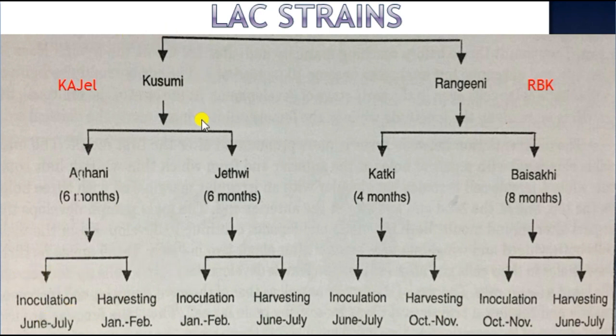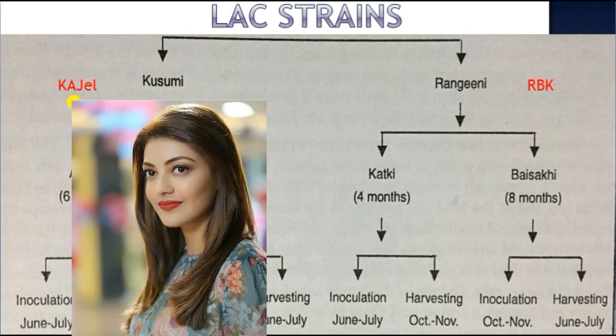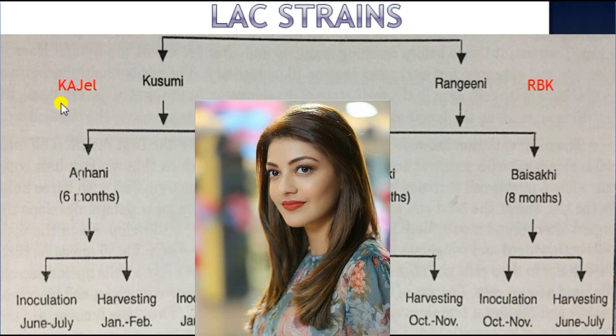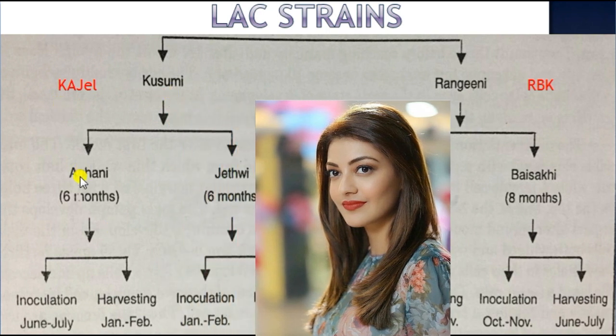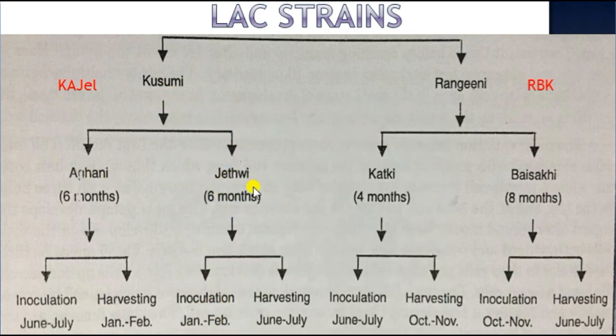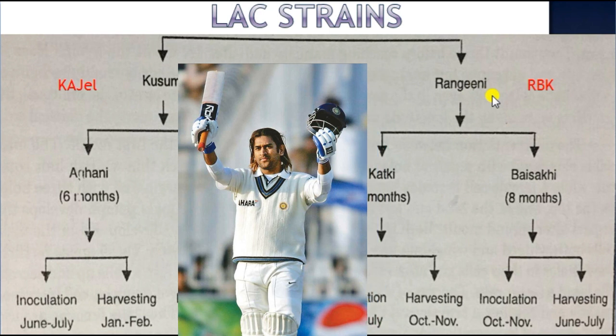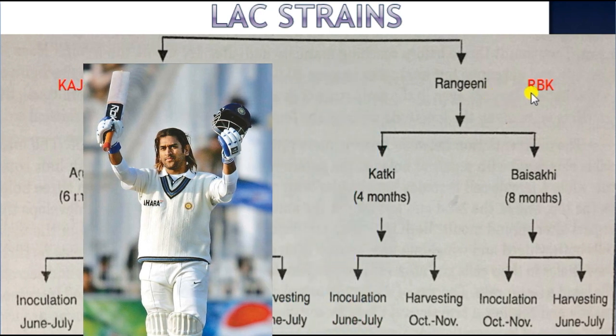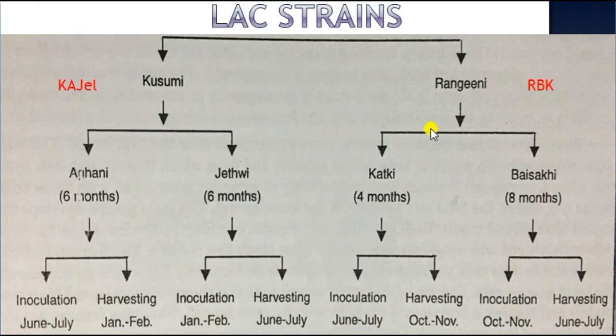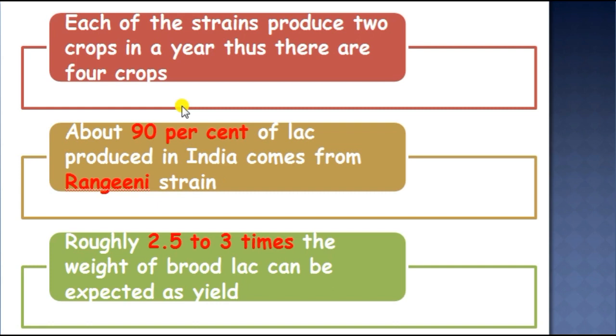For the Kusmi strain, we can remember it with the name of the actress Kajal. K for Kusmi, A for Aghani, J for Jethvi. In case of the Rangini strain, we can remember it with Dhoni's old bat. You might be remembering the RBK bat. R for Rangini, B for Baisakhi, K for Katki. This is the summary of what I taught.